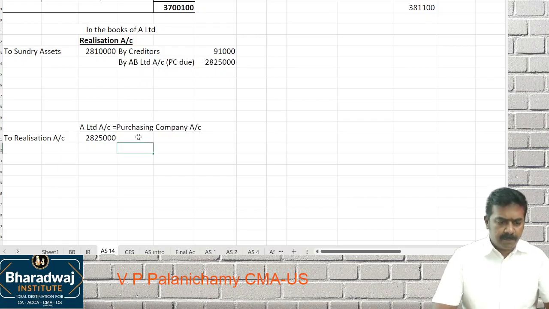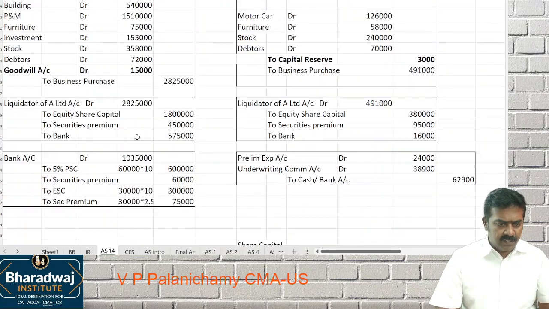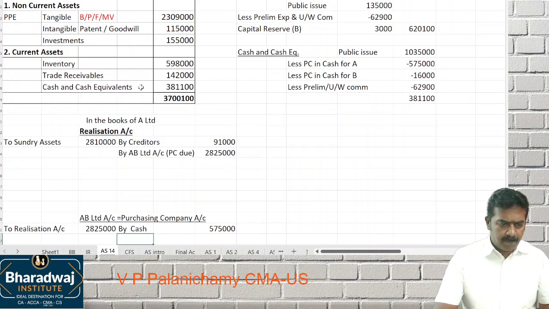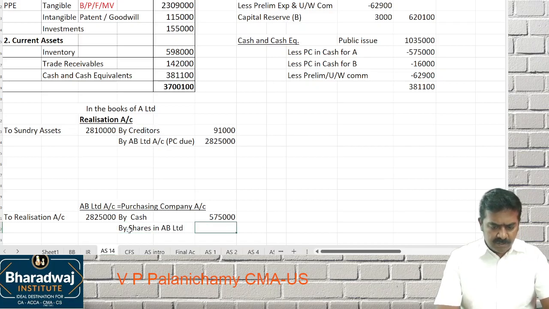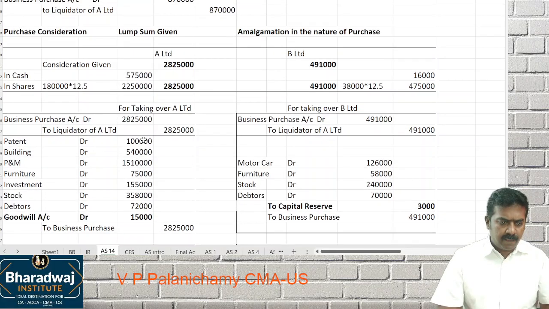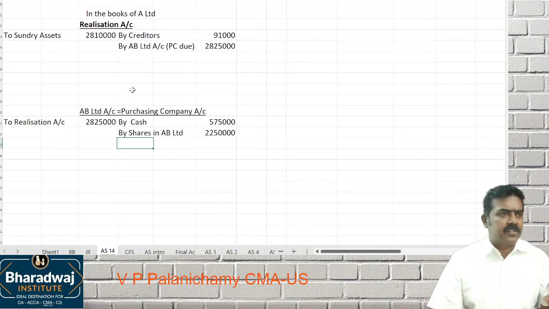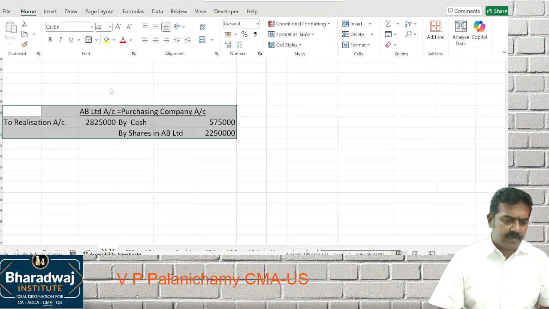Then how are we getting this consideration? By AB Limited. By cash, 5,75,000 in cash. Balance in shares, by shares in AB Limited. How much? The balance. Yes, premium. Only in the books of the issuer, we will record premium and the face value separately. In the books of the receiver, we will record the total, because for the receiver it is like an investment, total amount.